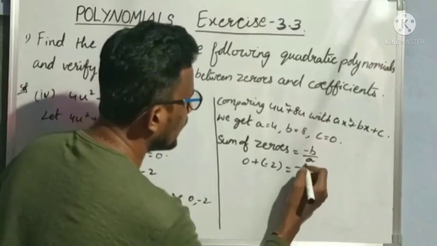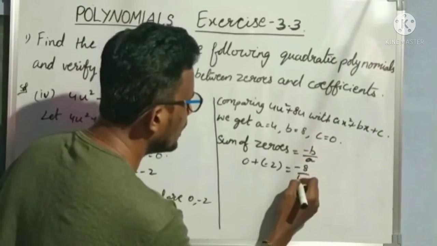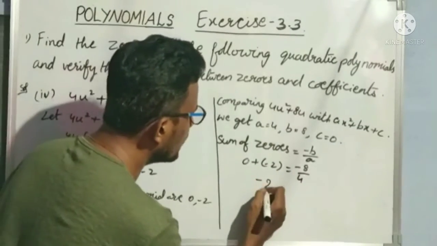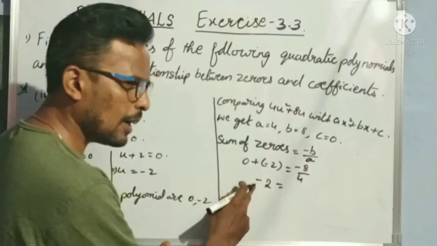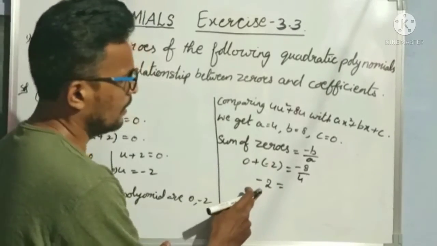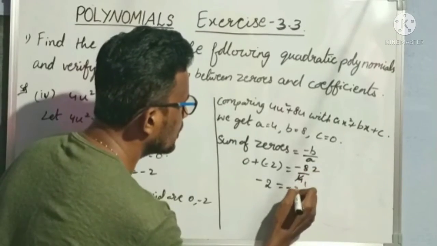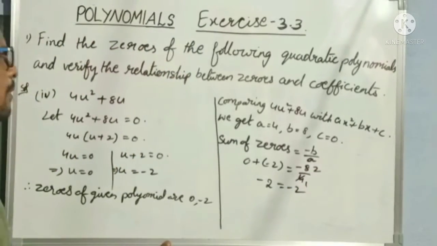So what is the value of b here? 8, by a value is 4. Okay. So 0 plus minus 2. If we add anything to 0, we will get the same answer, right? 0 plus anything is the same number. So here cancellation, 4 ones are 4, 2. So it is equal to minus 2. So sum of zeros is completed.